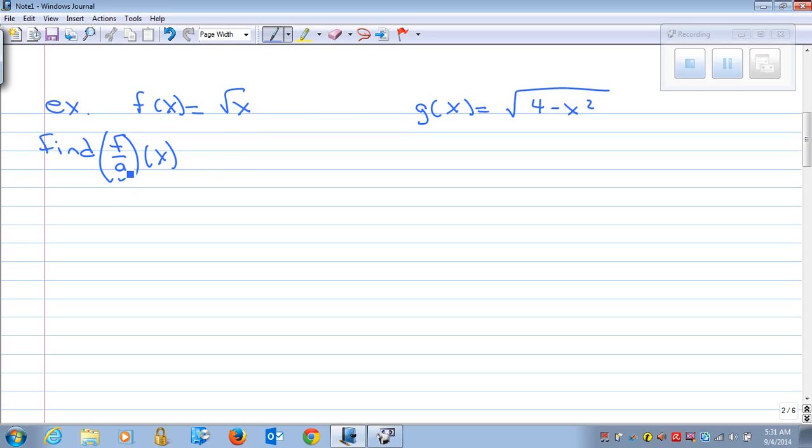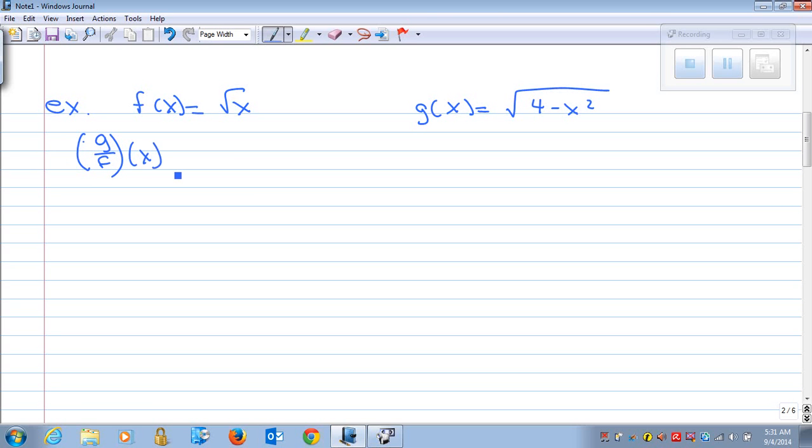We're going to write f of x over g of x. All right, so that would be f of x is the square root of x over the square root of, you know what, I want to switch that. Sorry about that. I want to do g of x over f of x. So I want you to have g over f of x.